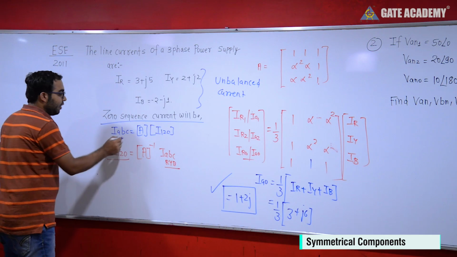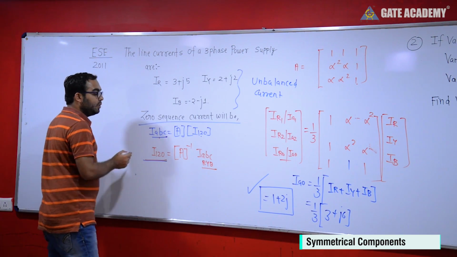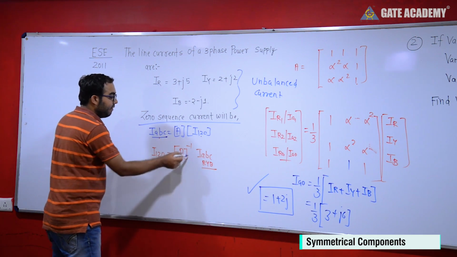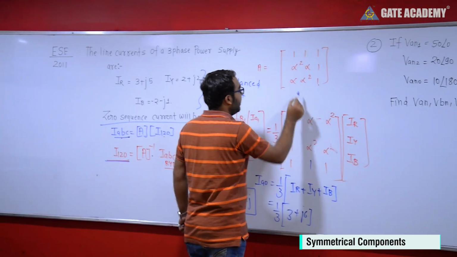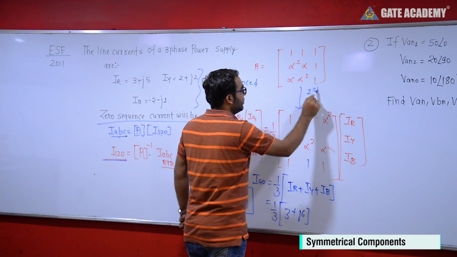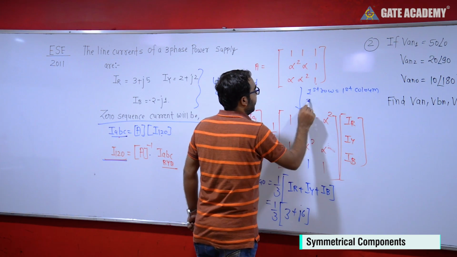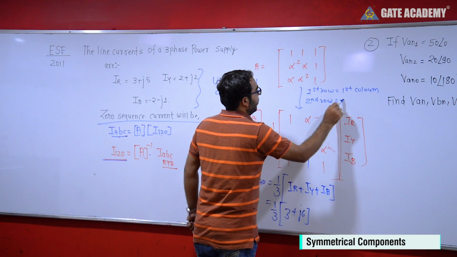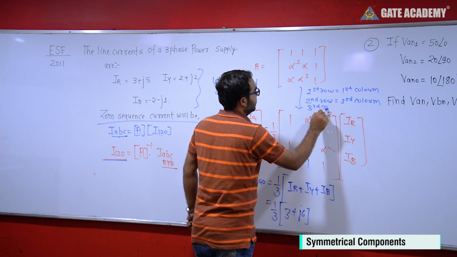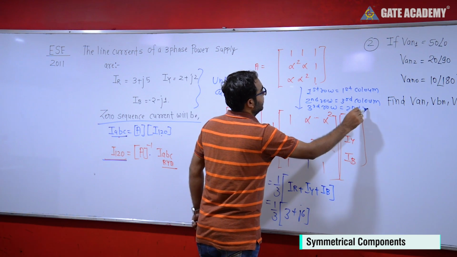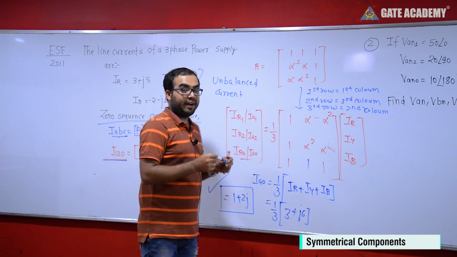If we are going to find ABC from 120, we will use the matrix A. If we want to find 120 from ABC or RYB, it doesn't matter, we will use A inverse. We know the matrix A is given by 1 1 1, alpha square alpha 1, alpha alpha square 1, and the rule you know: first row first column, second row third column, third row second column, and the magnitude will be 1 by 3. So this is the rule to find the value of current.